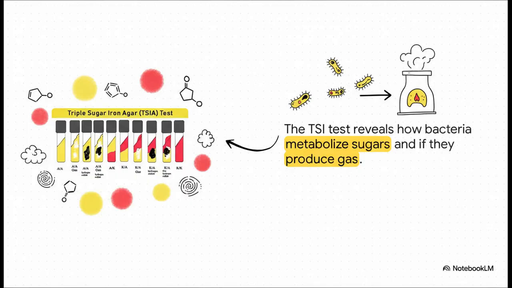So, you're probably wondering, how does this interrogation actually work? Well, we take the bacteria and literally stab it into this special gel in a tube. This gel has 3 different kinds of sugar plus iron. And based on the crazy color changes and byproducts that show up, we can figure out exactly how it eats and, maybe most importantly, if it produces certain kinds of gas.